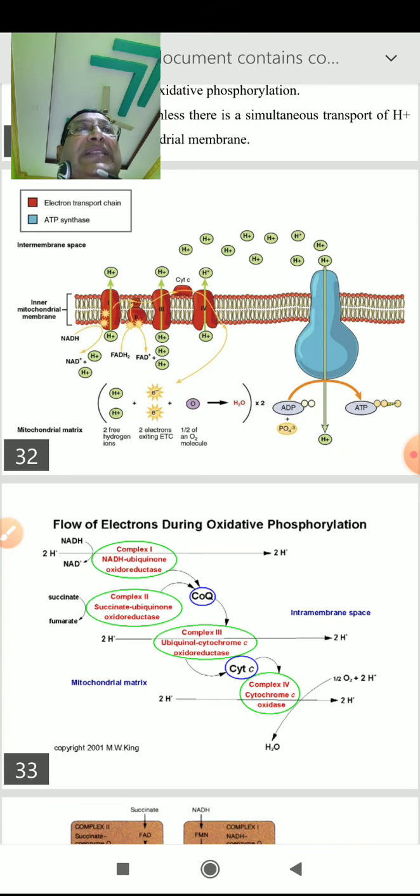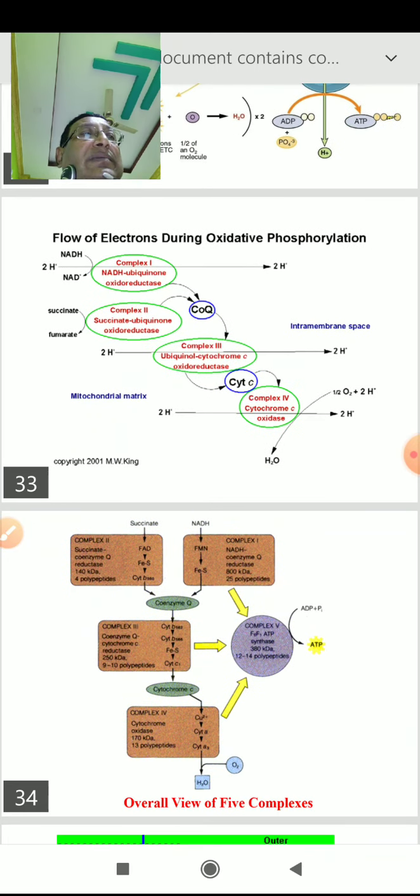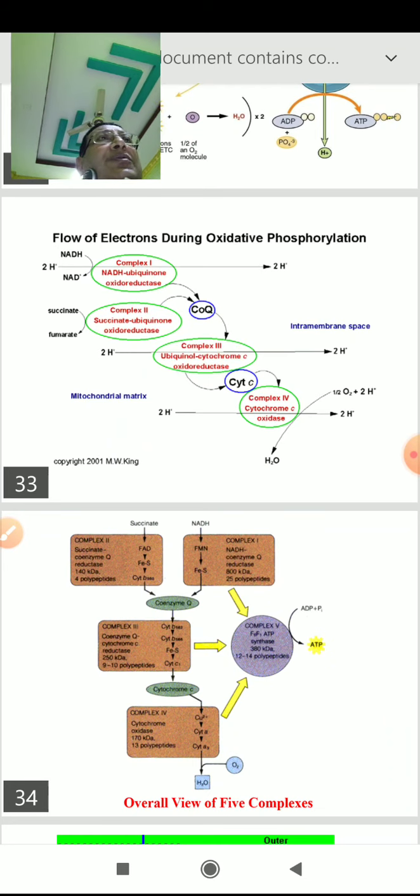When ATP synthase is activated, it helps in the coupling of ADP and inorganic phosphate, as a result of which ATP is created, which is the high energy currency of the cells or living organisms. Okay. In my next slides, I am showing the flow of the electrons during oxidative phosphorylation.